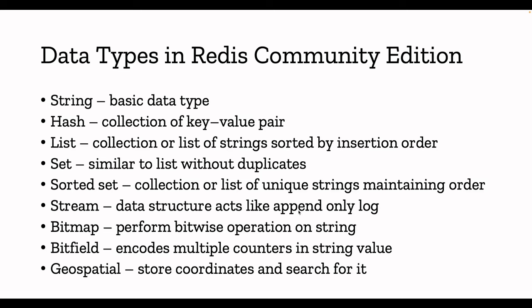Next, followed by list. A list is basically a collection or list of strings sorted by the insertion order. So 0, 1, 2, 3, whatever order you are inserting, the list will be sorted in that order. Then set. Set is similar to list, but without duplicates. All the values in the set will be unique. That is the key differentiation between the list and set. Of course, there is also a sorted set, which is basically a collection of unique strings maintaining the order. The name itself says it's sorted, either ascending or descending, so maintaining an order, we can have a collection of unique strings.